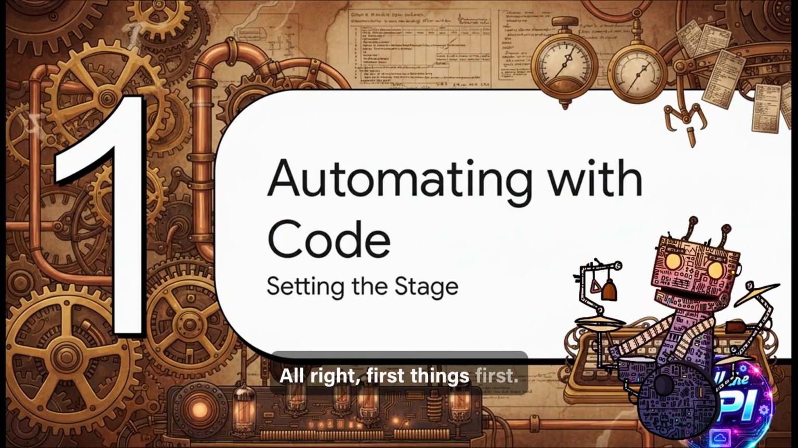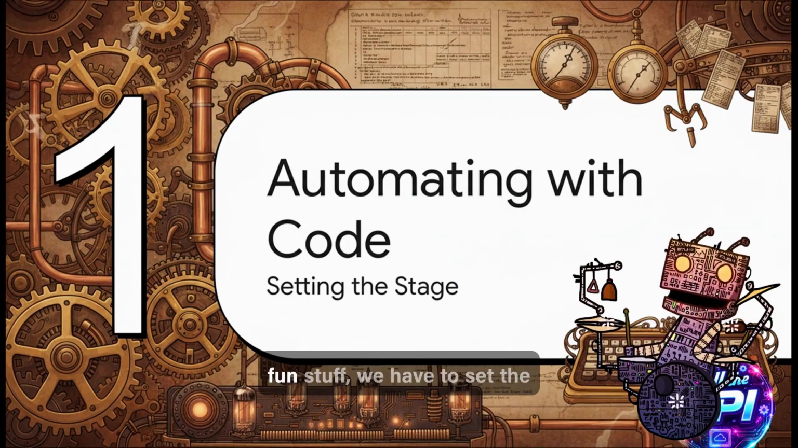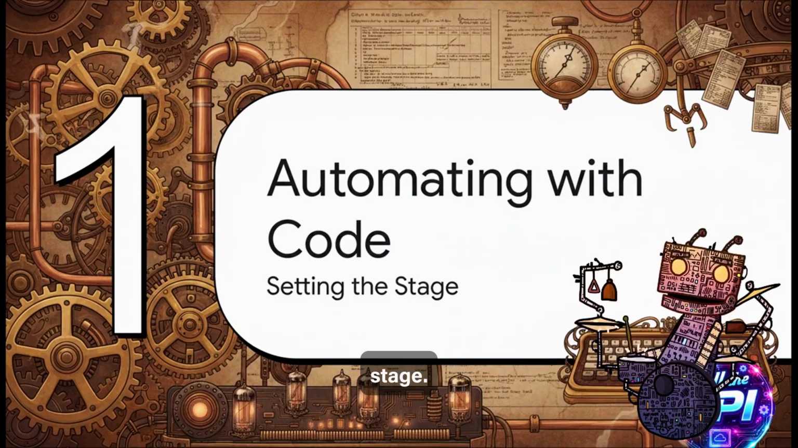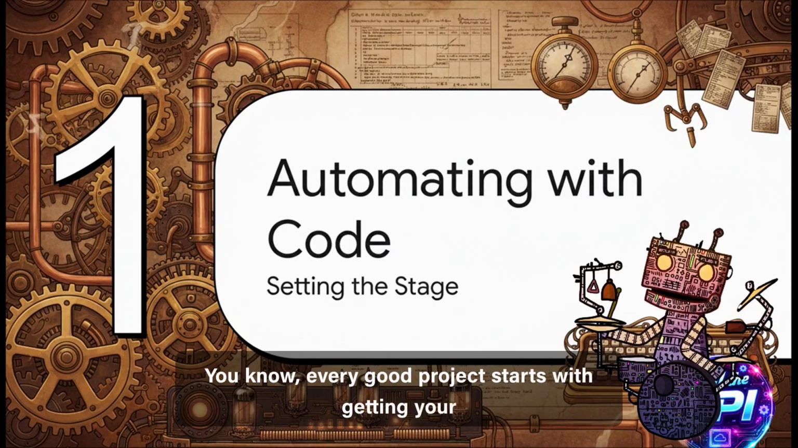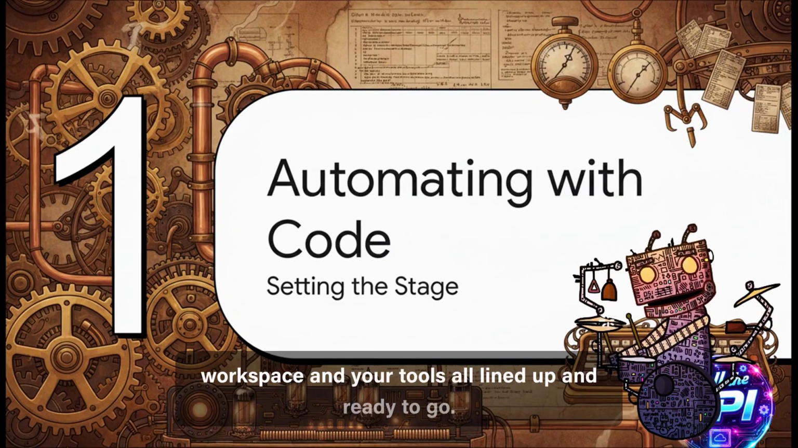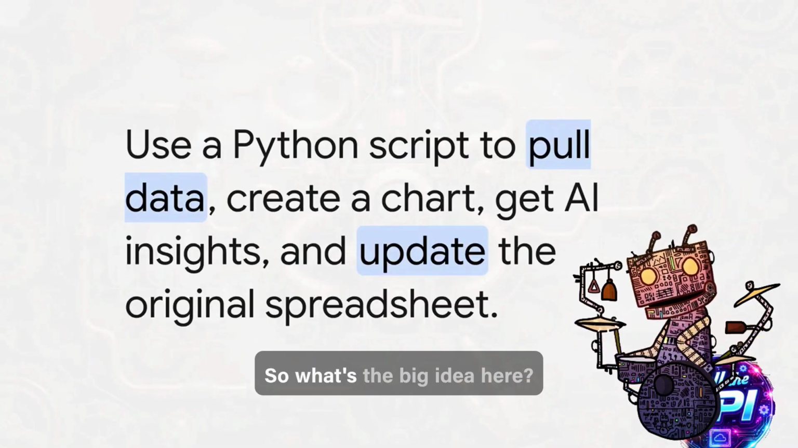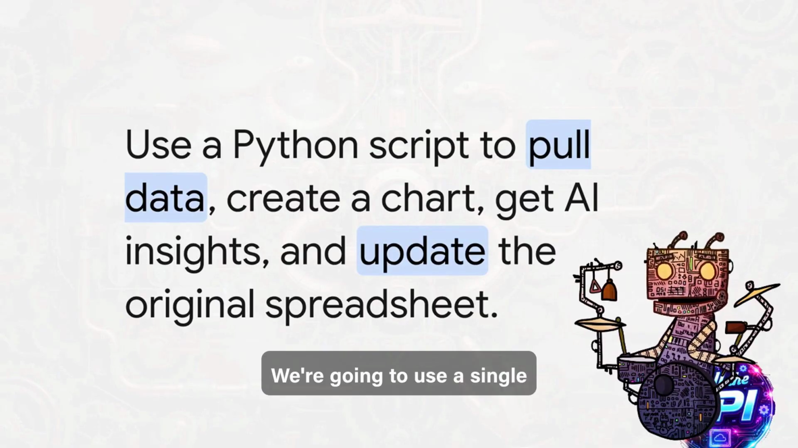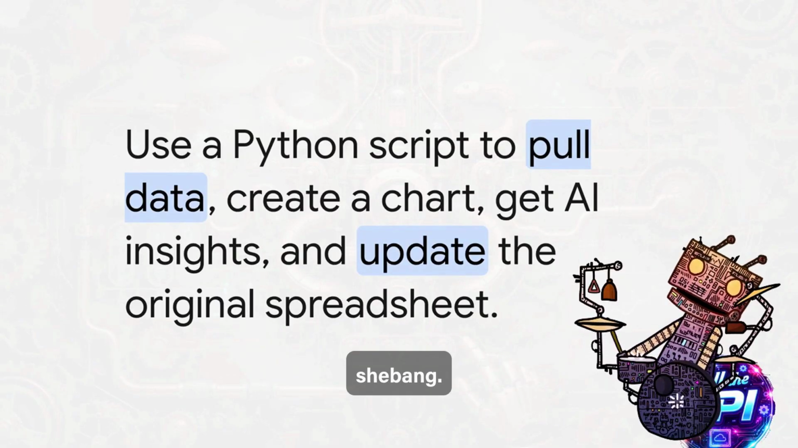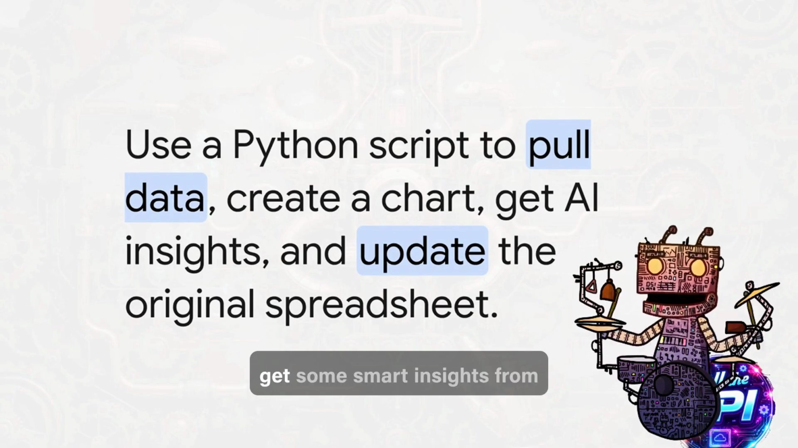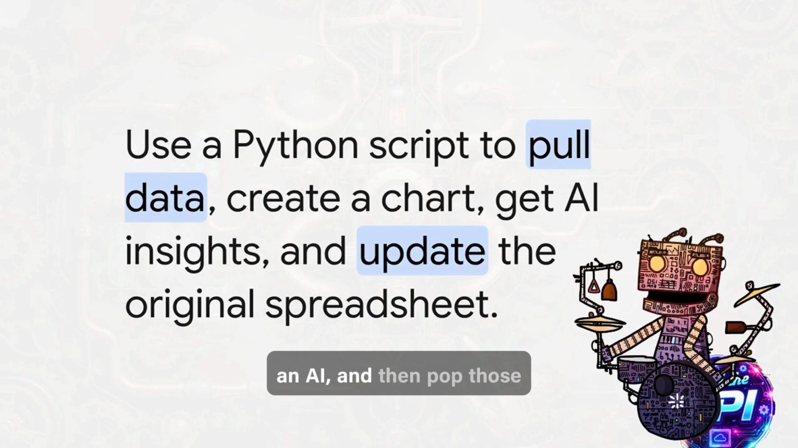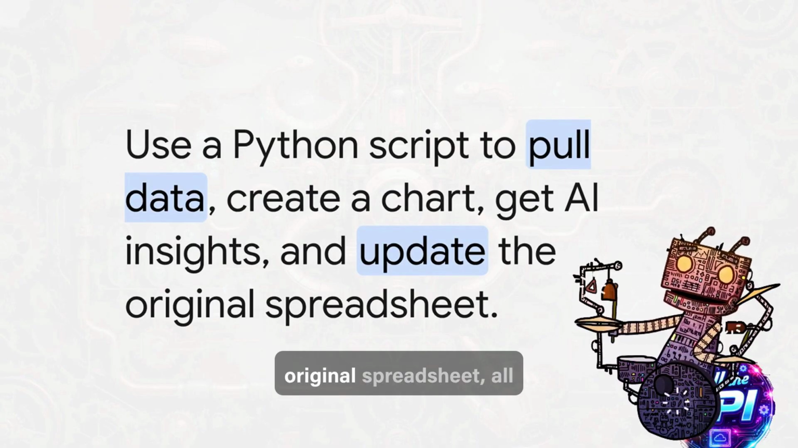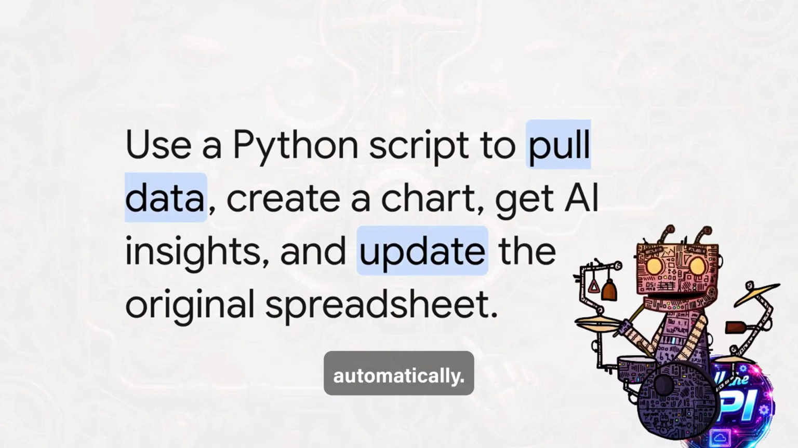All right. First things first. Before we can do any of the fun stuff, we have to set the stage. You know, every good project starts with getting your workspace and your tools all lined up and ready to go. So, what's the big idea here? Well, it's all right here. We're going to use a single Python script to do the whole shebang. Pull data, whip up a chart, get some smart insights from an AI, and then pop those insights right back into the original spreadsheet, all automatically.